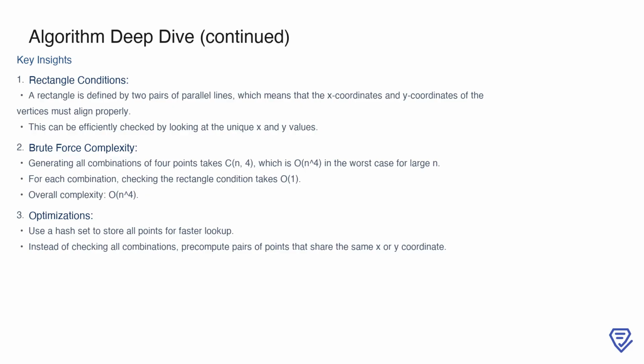For instance, we can store all points in a hash set, which allows for faster lookups. Additionally, instead of evaluating all combinations, we can pre-compute pairs of points that share the same x or y coordinate, which helps reduce redundant checks.